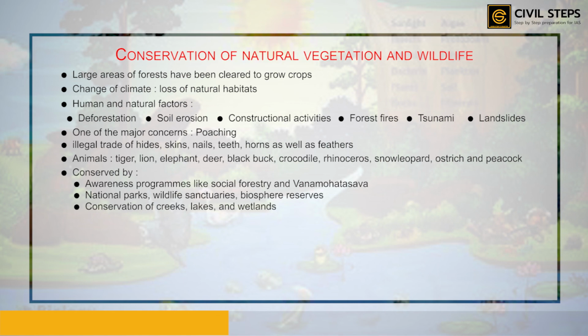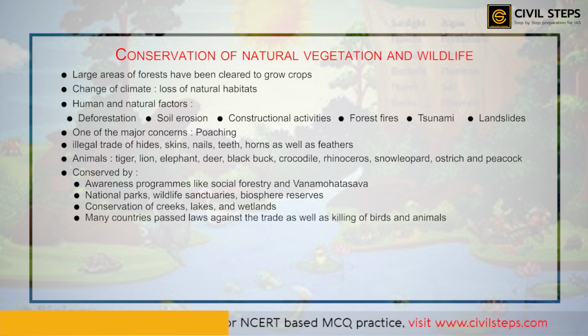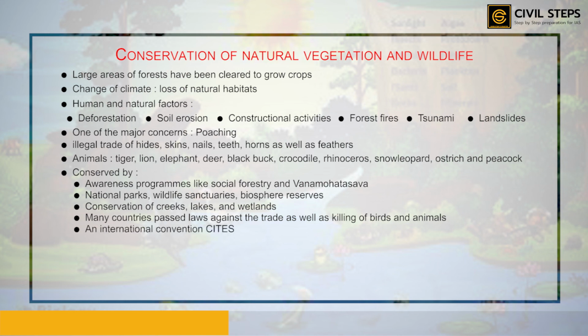The conservation of creeks, lakes, and wetlands is necessary to save the precious resource from depletion. Many countries have passed laws against the trade as well as the killing of birds and animals. In India, killing the lions, tigers, deers, great Indian bustards, and peacocks is considered to be illegal. An international convention, CITES, has been established that lists several species of animals and birds in which trade is prohibited. Conservation of plants and animals is an ethical duty of every citizen.